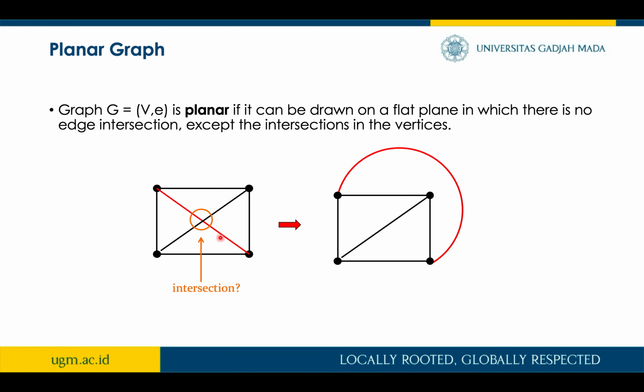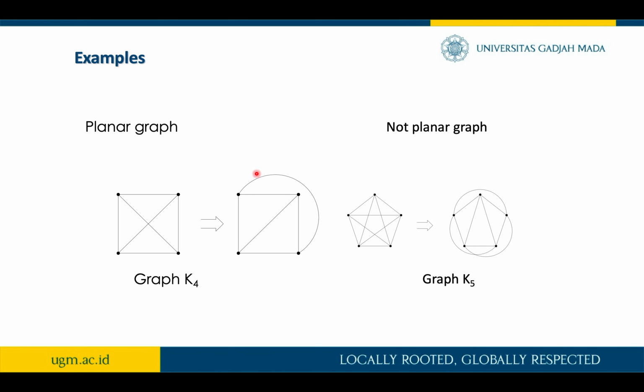So even though it looks like there is an intersection here, if we draw it carefully, then we can use this kind of drawing or visualization for this graph. So this is a planar graph. Okay, so that's the meaning of planar graph. This is an example of planar graph, the previous example.